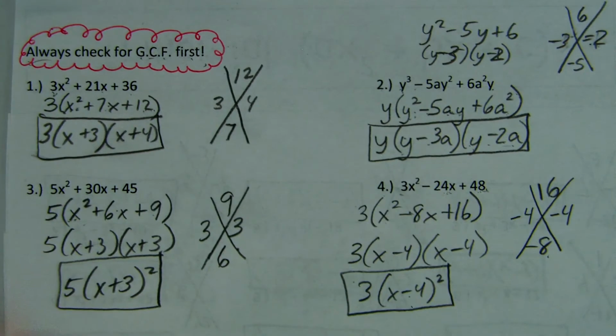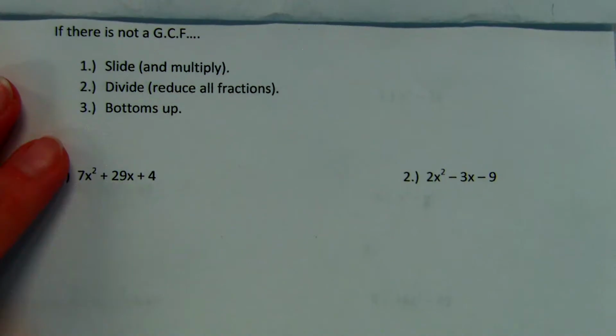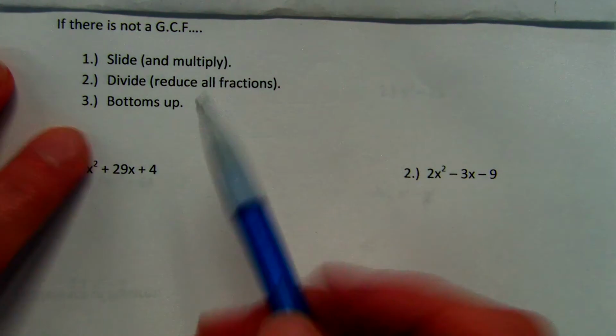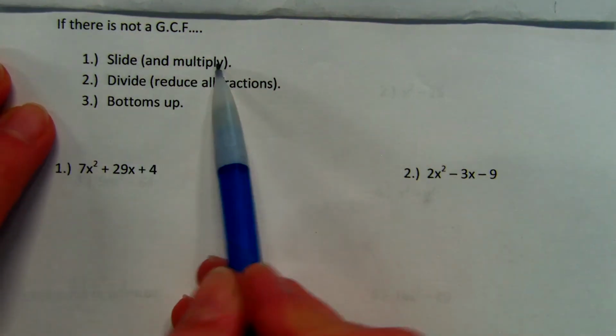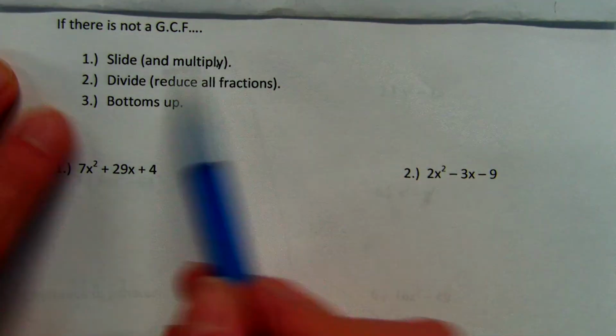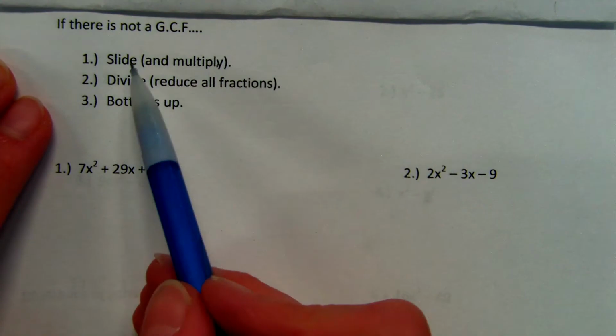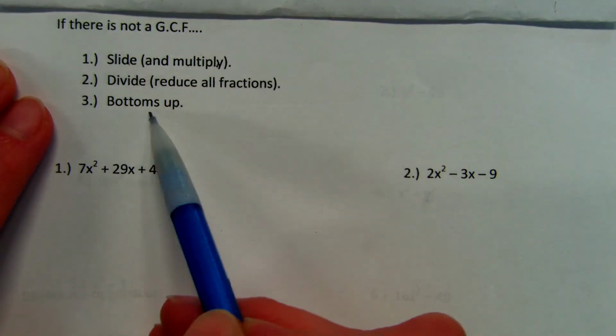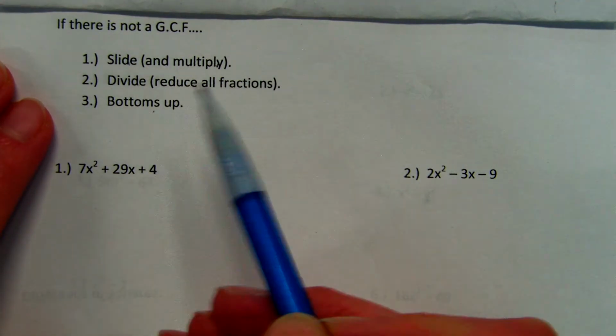Now on the bottom half of the foldy, we start to look at what if you can't do that. So there's a 3-step process. It's actually more like 5 steps, but it's called slide, divide, bottoms up. It sounds like a dance, but it isn't.